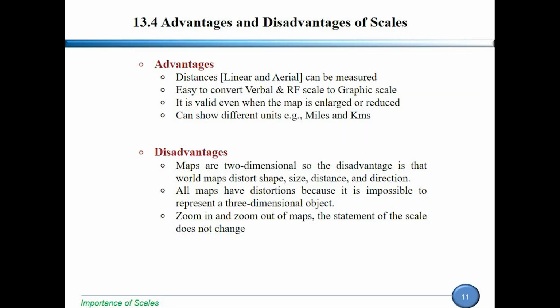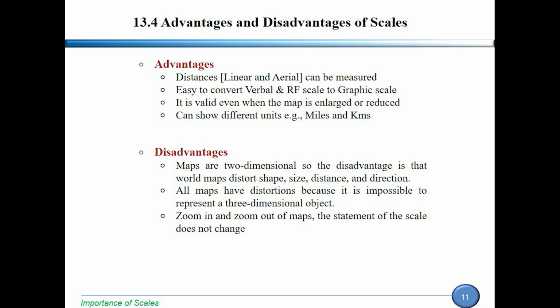The scales can be easily converted from verbal scale to fraction scale. It is valid even when the map is enlarged or reduced. The maps can be enlarged and reduced. For example, when I say 1:10,000, it will be the same when you zoom in or zoom out. So, that is one advantage, and the scale can be shown in the form of miles as well as in the form of kilometers. So, these are the advantages.